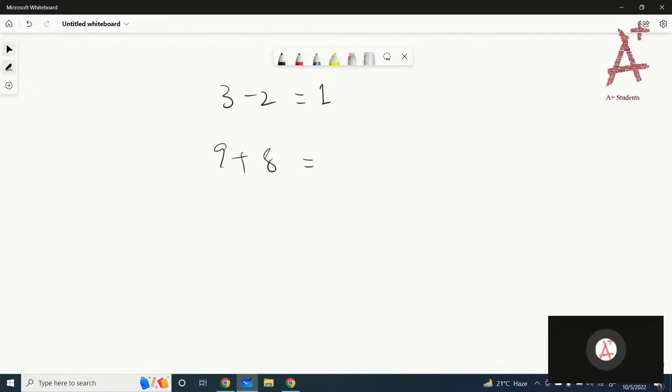7 plus 9 plus 8 is? It is 17. Yes, very good. 9 plus 8 is 17. Select the correct option and click on the OK button.